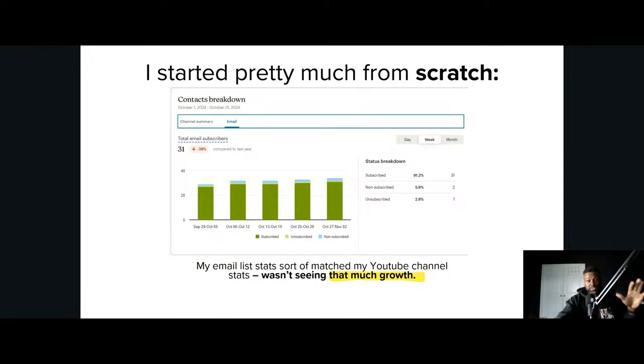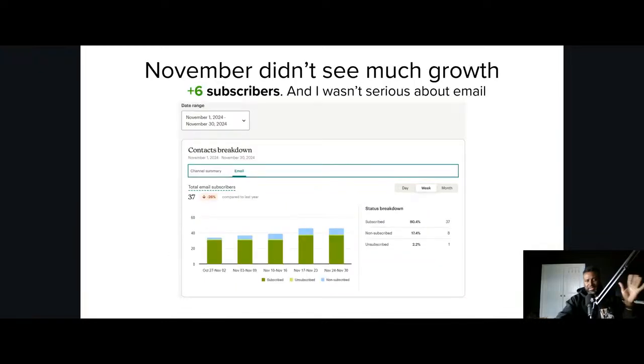So I pretty much started from scratch. This is the same thing. It kind of mirrors what happened on YouTube. Right, in October, I had 31 subscribers. I wasn't really pushing this lead magnet. I wasn't pushing people to sign up. So my email stats sort of matched my YouTube channel stats. I wasn't seeing that much growth. This is November. I had plus 6 subscribers. I wasn't really serious about email marketing, even though I've been doing it for years.